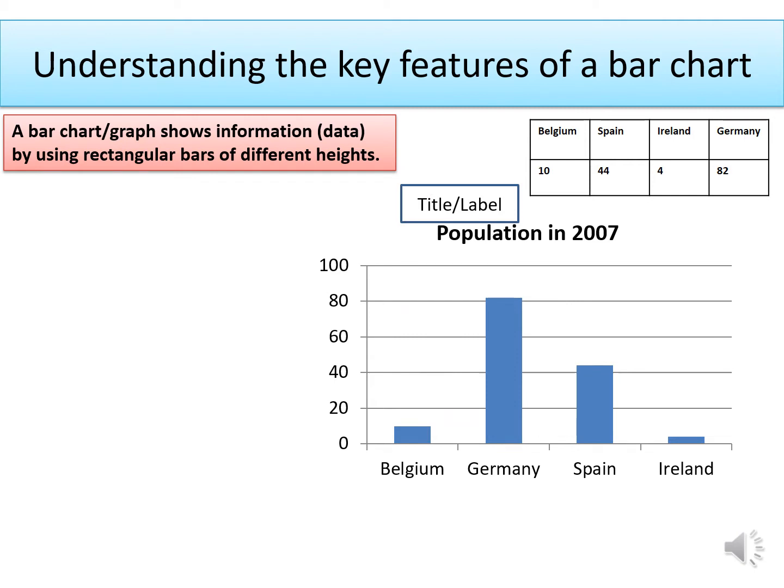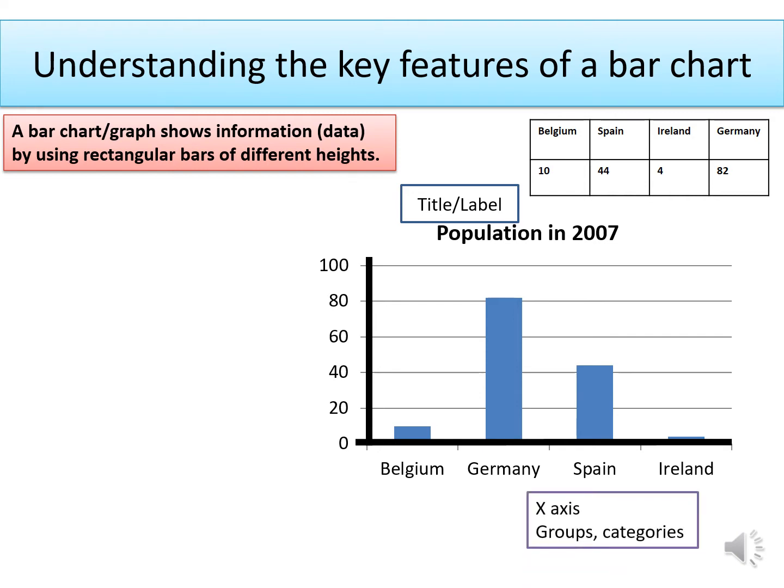A bar chart has a title so we know what information is being described or measured. For example, here we're talking about population in 2007. Like any other graph, it has an x-axis and a y-axis on the vertical line. The x-axis usually shows groups or categories, like in this case the 4 countries, Belgium, Germany, Spain and Ireland, but it could also show numerical data.